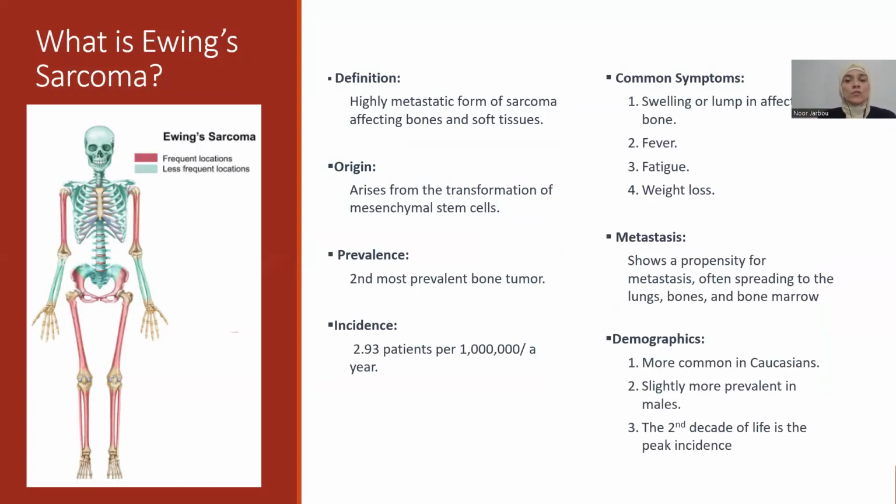Patients with Ewing sarcoma typically present symptoms such as swelling in the affected bone, fever, fatigue, and weight loss. This cancer is known for its propensity to metastasize to the lungs, other bones, and the bone marrow. It has been observed to be more common in Caucasians, with a higher incidence in males than females, peaking in the second decade of life.